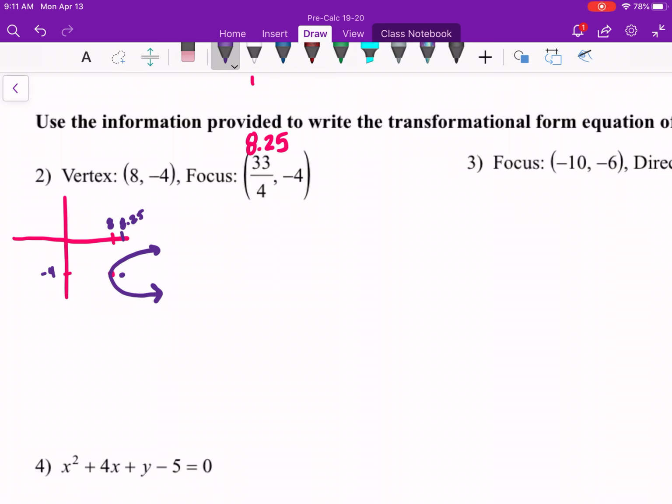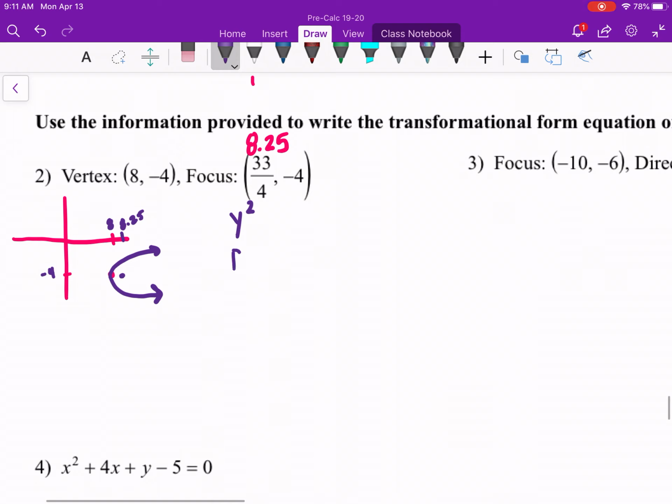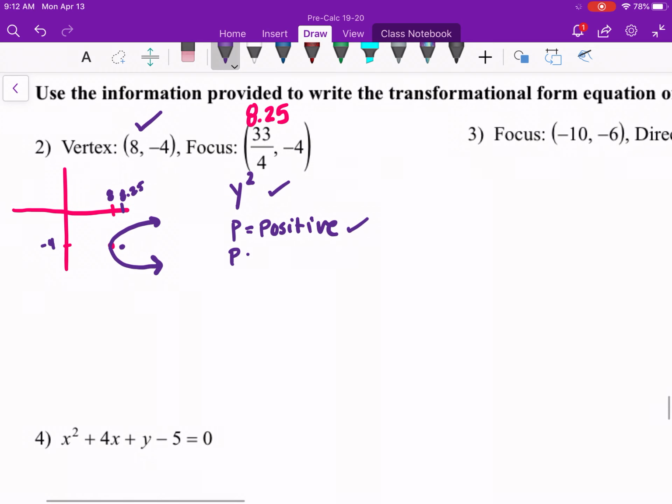Knowing that the parabola opens to the right tells me that y is squared, and it also tells me that P is going to be positive since it opens to the right. So we know our vertex. We know it's going to be y squared. We know that P is going to be positive, and then we need to know what that value P is. So what is the distance from the vertex to the focus? The distance is 0.25 or 1/4.